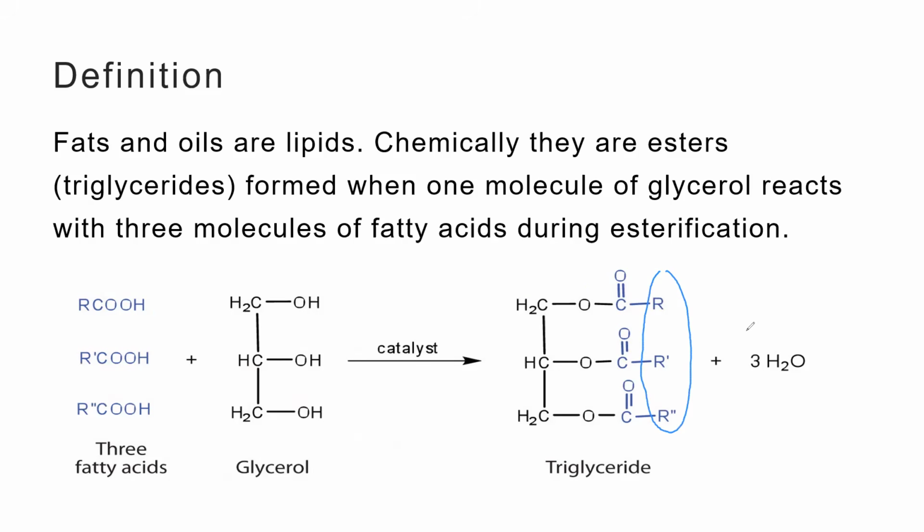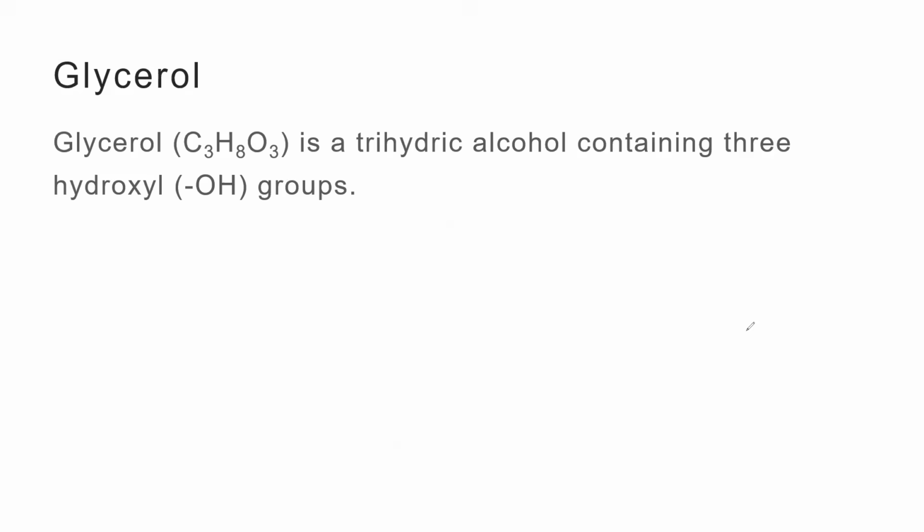The difference between fat and oil, what makes fat, fat, and what makes oil, oil, is on that R. And that is where we say saturated and unsaturated. Shortly, you are going to see what that means. The reaction between fatty acid and glycerol produces fats or oil, and it also produces water, as you can see in that equation there.